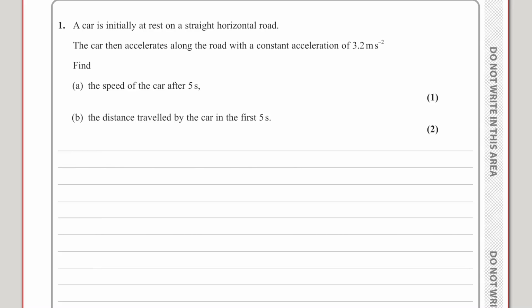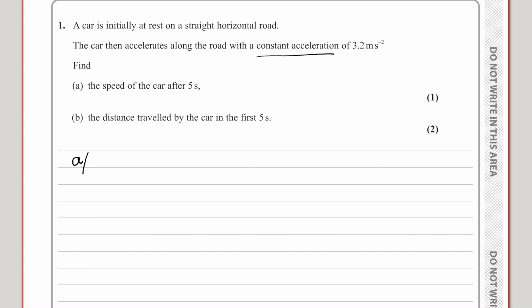Question 1. A car is initially at rest on a straight horizontal road. The car then accelerates along the road with a constant acceleration of 3.2 meters per second squared. So constant acceleration, that means we can use SUVAT. Find the speed of the car after 5 seconds.